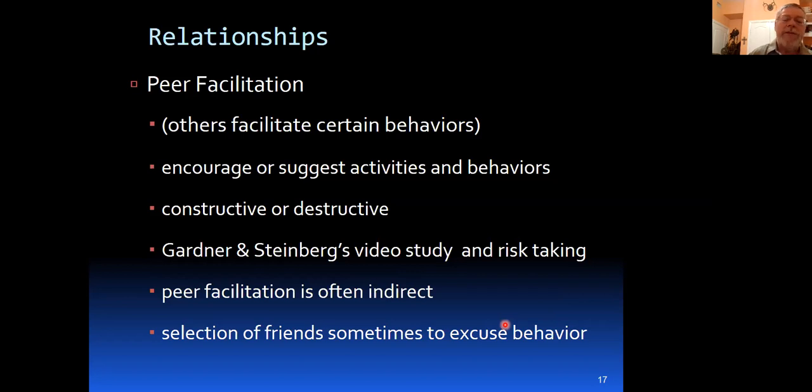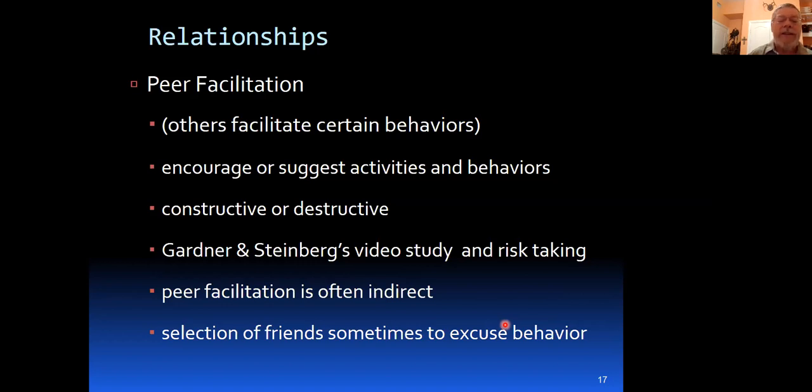Peer facilitation also is often indirect. For example, you might have a situation where an adolescent goes to a party and there are people who are smoking marijuana and passing around a joint, and nobody says to them, hey, you have to do this to be part of the group, but it comes to them, and everybody else is doing it. And so that facilitates them experimenting with it.